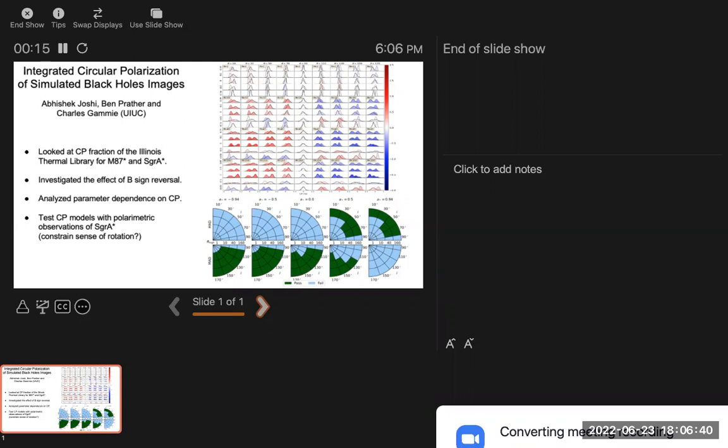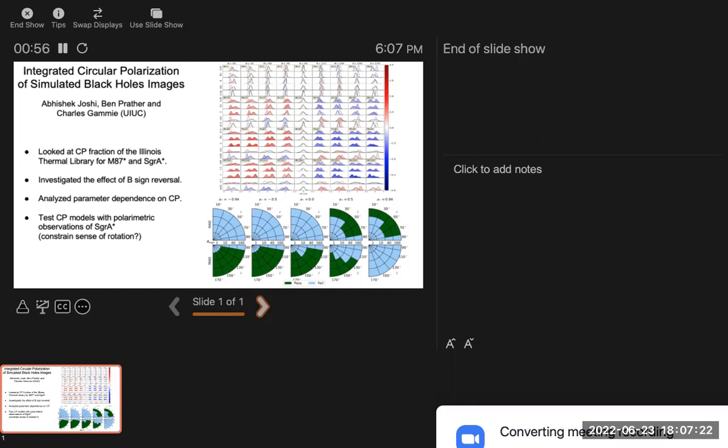Just really quickly, I'll give you the outline of what the project was. Basically, the Paper 5 of both Sgr A* and M87 had these large libraries of thermal models. And we looked into these libraries to see what the circular polarization was, in particular, what the image integrated circular polarization was. What I just want people to take away from this confusing plot is the large amount of models that we looked through to characterize the integrated circular polarization fraction, which means integrated over the image.